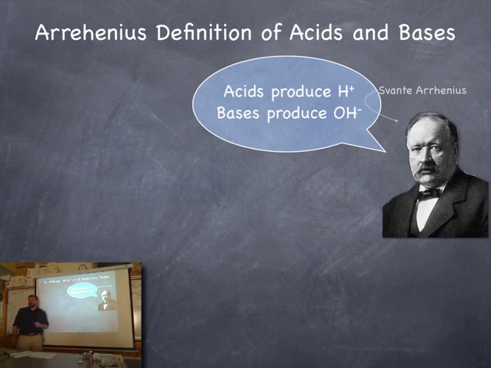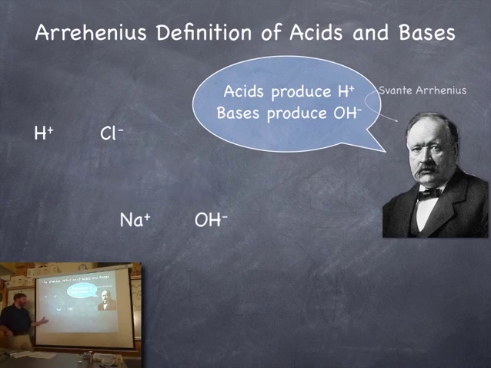So something like HCl, hydrochloric acid. When I dissolve it into water, it splits apart to produce its ions. That's an acid. Okay, sodium hydroxide. Sodium hydroxide is a base. When I dissolve sodium hydroxide in the water, it splits apart and it produces hydroxide ions. So, acids produce hydrogen ions, bases produce hydroxide. That's the Arrhenius definition.